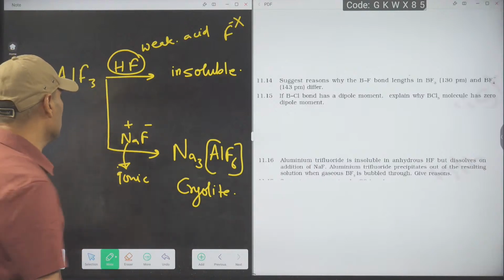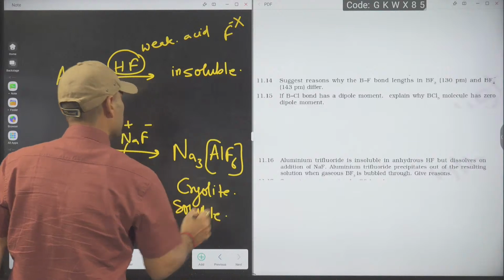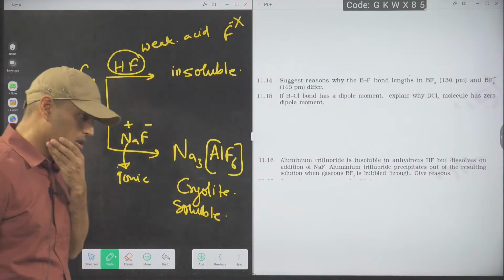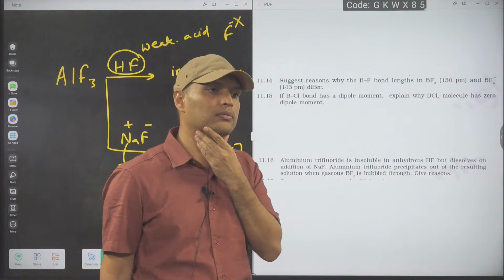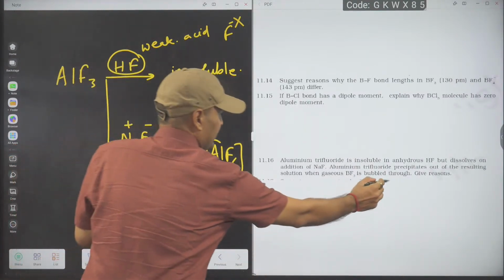Cryolite. So due to this, it is becoming what? Soluble. Clear? Then they have written one more point.